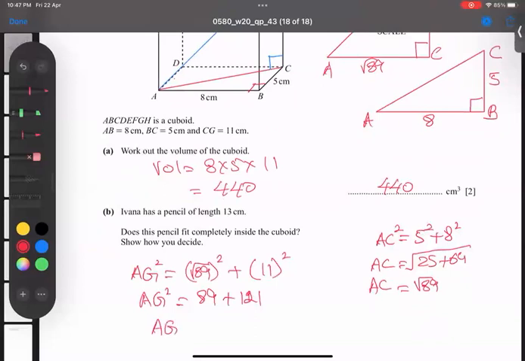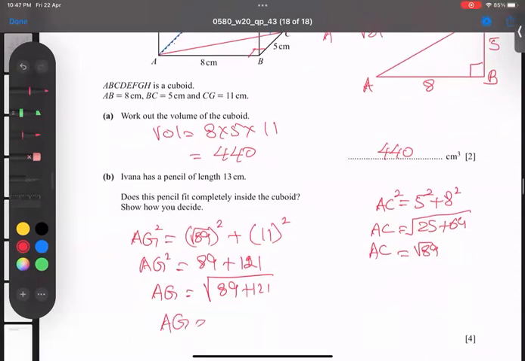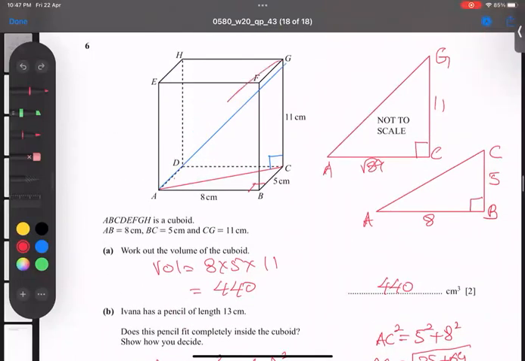And ultimately, I got the root of 89 plus 121, and AG becomes what? Let's see, plus 121, and take the root of this, and my answer becomes 14.49. And the pencil is 13 centimeter long. It means this gap is 14 point something, and the pencil is 13. The pencil will fit easily here.